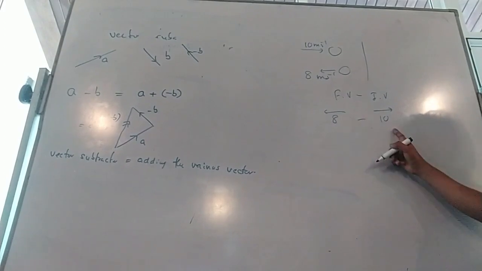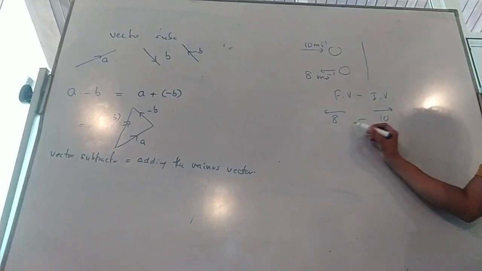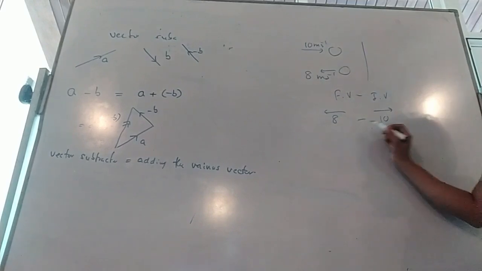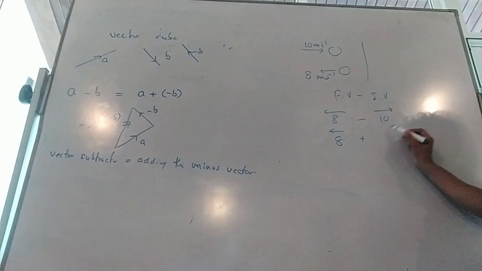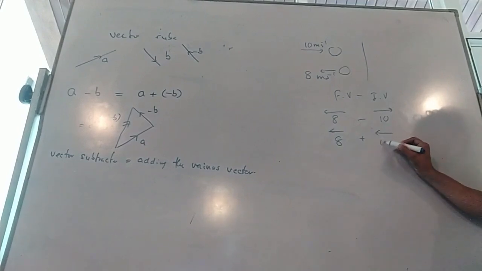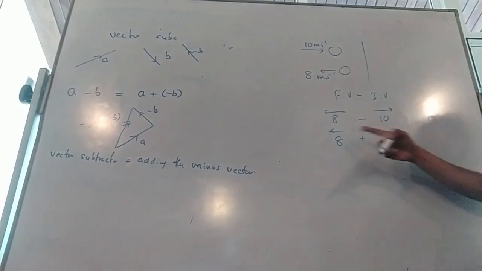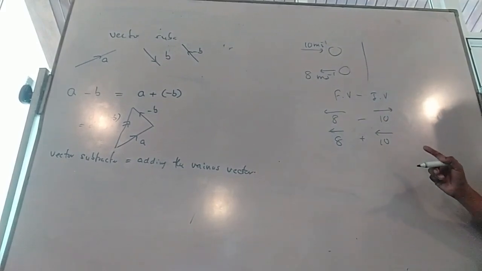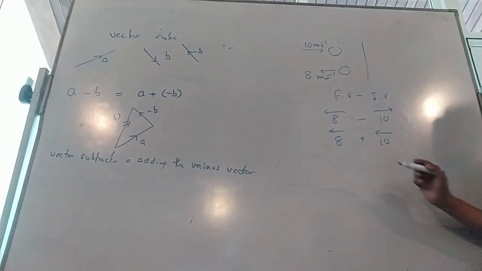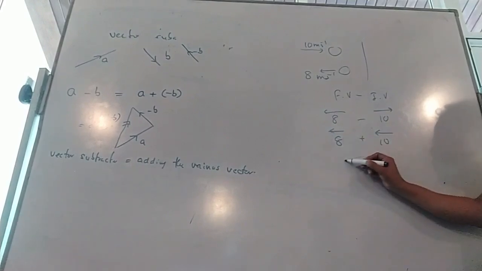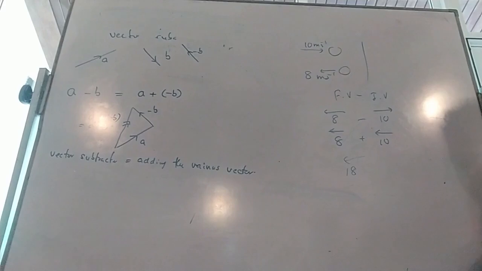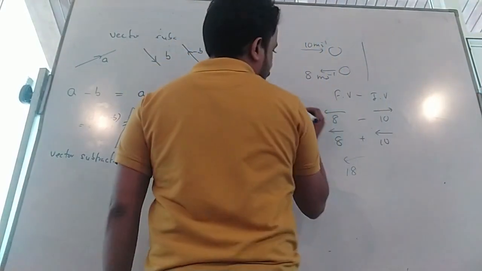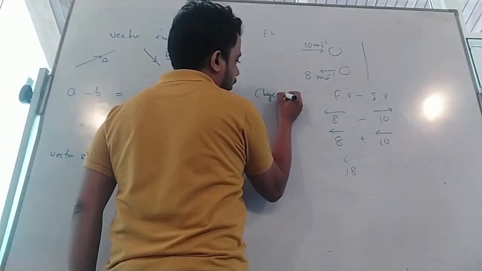So you are doing this vector subtraction. When it comes to vector subtraction, what we do is we add the minus one. So 8 towards this way, and then we add the minus of this, which means in the opposite direction. So what do you have now? Two vectors in the same direction. To get the resultant, we just add the magnitudes. So the change in velocity is 18 towards that direction. So if you want, you can mention this as an example. This is the change in velocity.